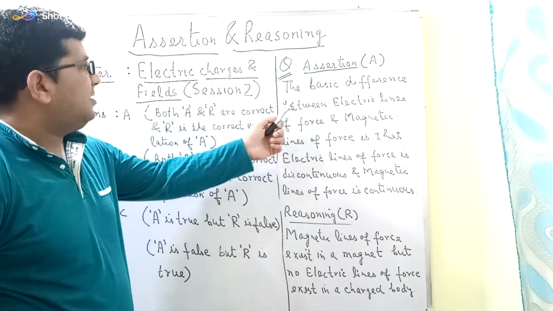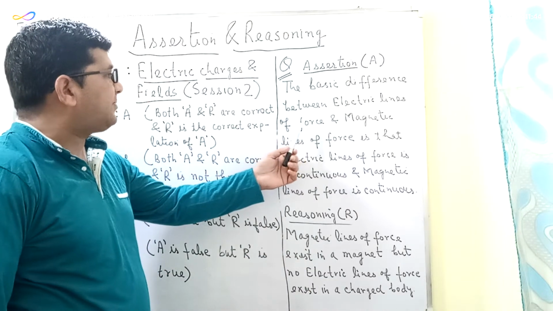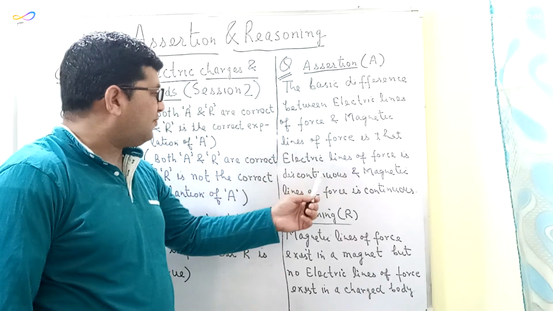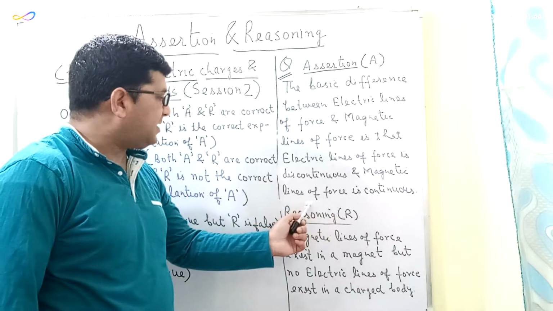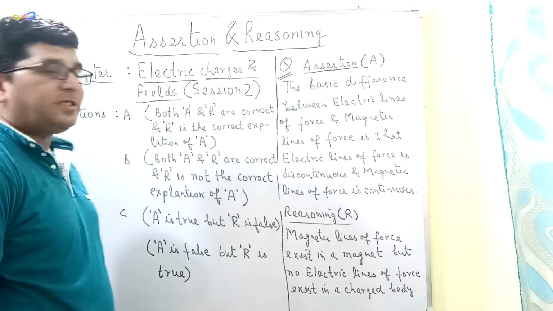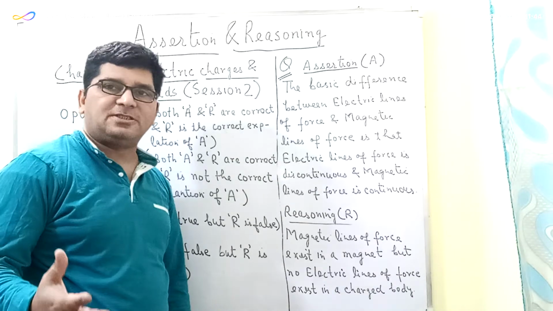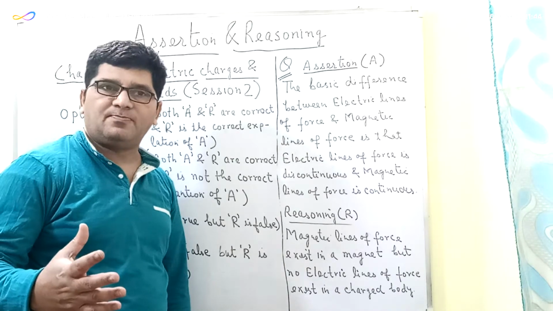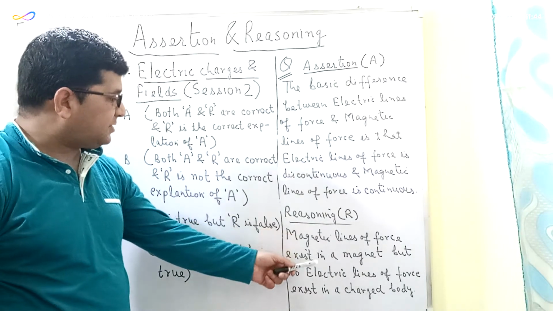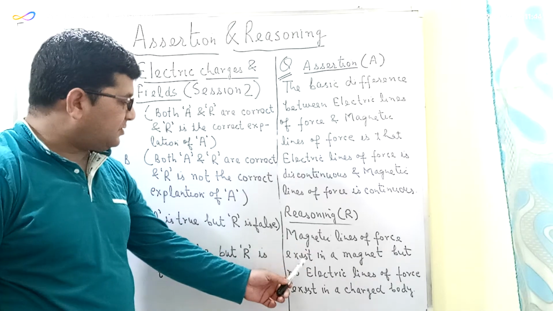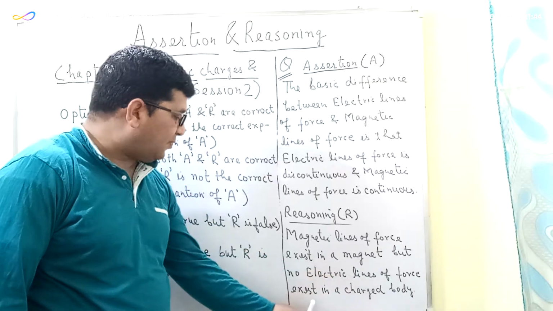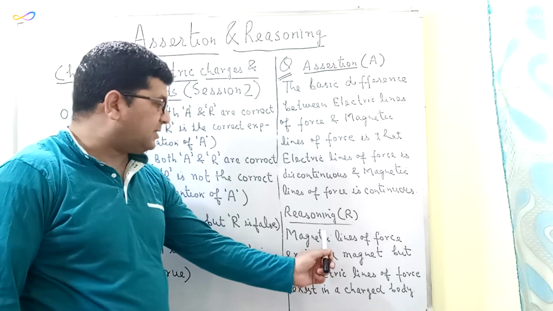The assertion is: the basic difference between the electric lines of force and the magnetic lines of force is that the electric lines of force are discontinuous and the magnetic lines of force are continuous. So this is the assertion. An assertion is basically a statement in which we strongly believe. And the reasoning is: the magnetic lines of force exist in a magnet, but no electric lines of force exist in a charged body. So this is the reasoning.